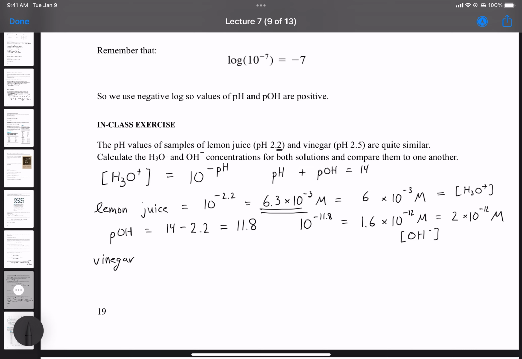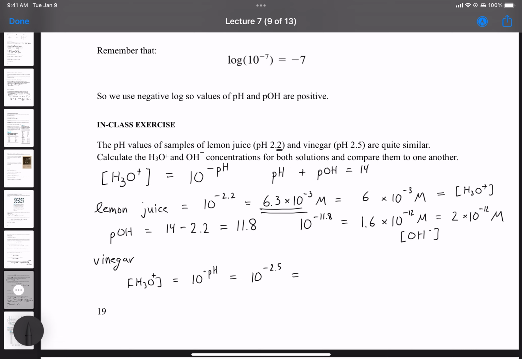All right, so vinegar has a pH of about 2.5, so a little bit more acidic. So we could do H3O plus equals 10 to the negative pH, which equals 10 to the negative 2.5, which equals roughly 3.2 times 10 to the negative third.